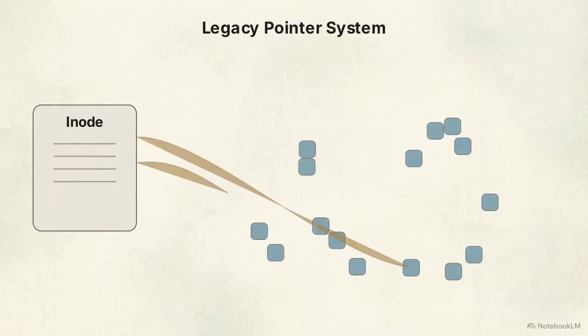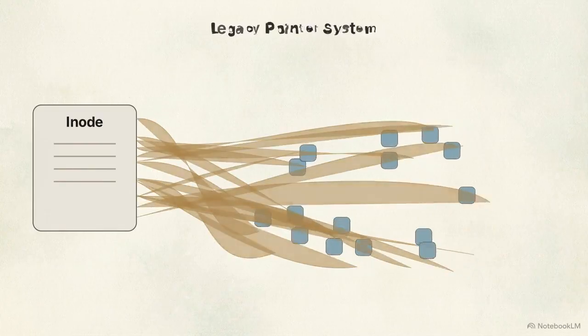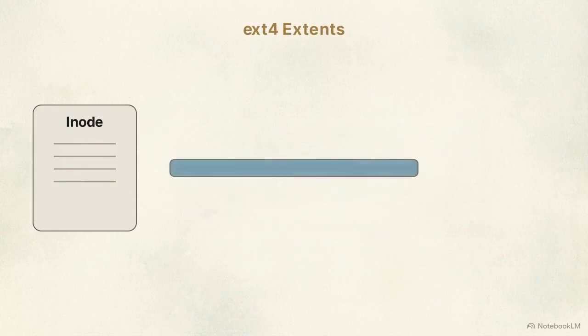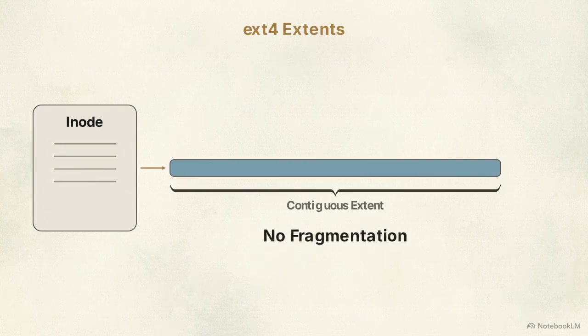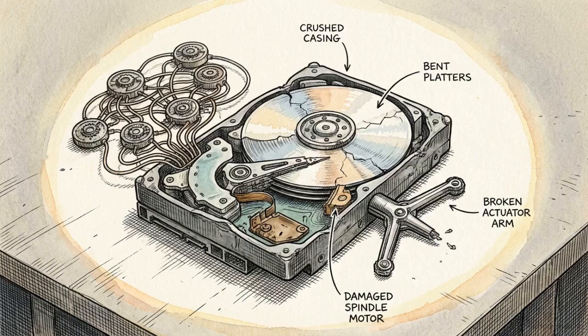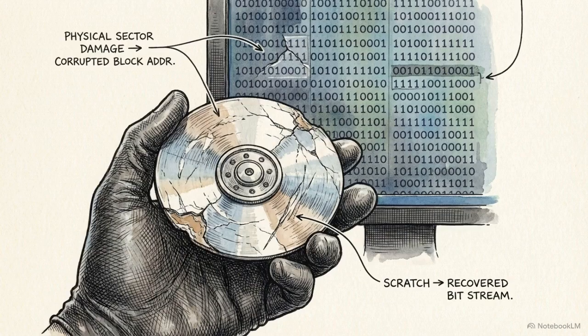ext4 introduces extents, contiguous areas of physical storage. By allocating space in these larger continuous blocks, ext4 drastically reduces file fragmentation and largely eliminates the need for indirect pointers entirely. When facing a severely damaged or intentionally formatted Linux drive, an investigator must manually parse these remaining pointer chains and extents to extract the surviving data.